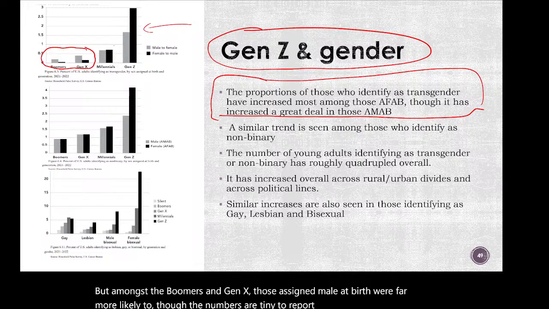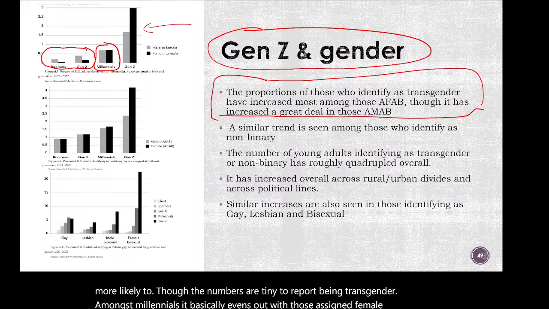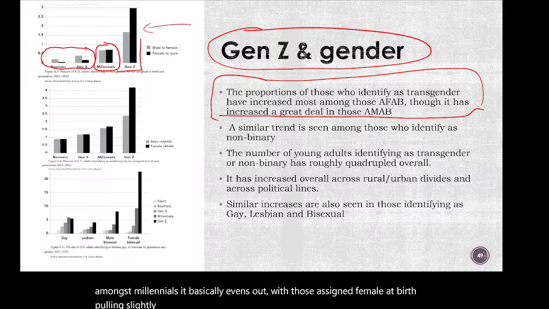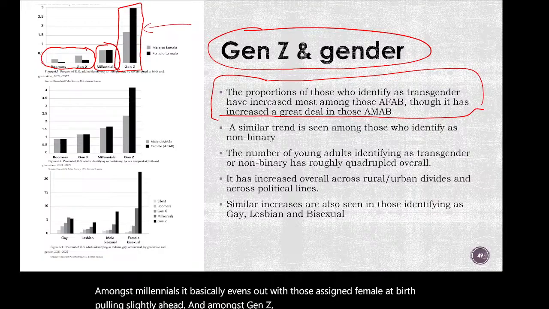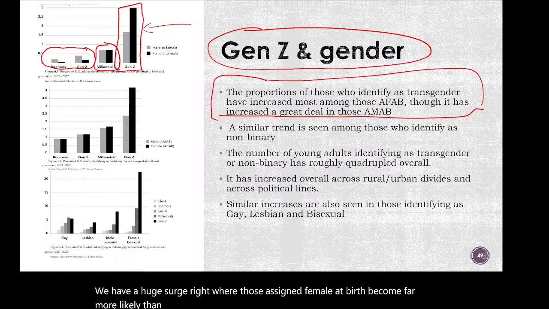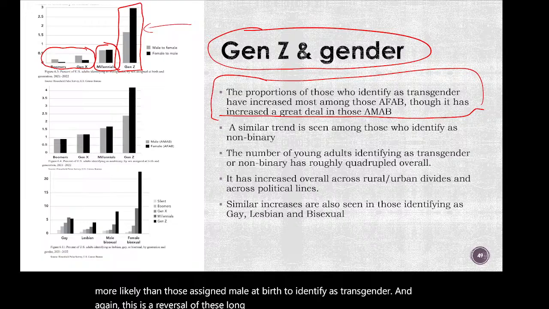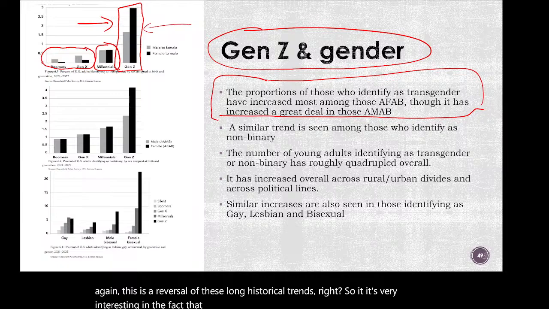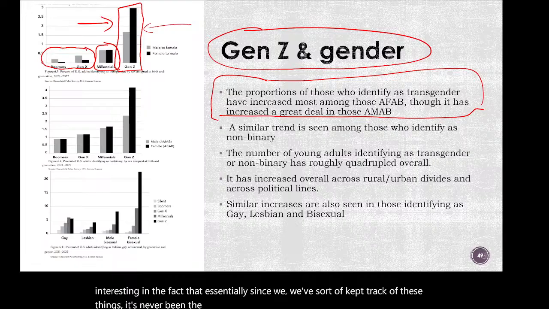Amongst millennials, it basically evens out with those assigned female at birth pulling slightly ahead. And amongst Gen Z, we have a huge surge, where those assigned female at birth become far more likely than those assigned male at birth to identify as transgender. And again, this is a reversal of these long historical trends. It's very interesting that essentially since we've kept track of these things, it's never been the case, but for Gen Z, it definitely has happened.